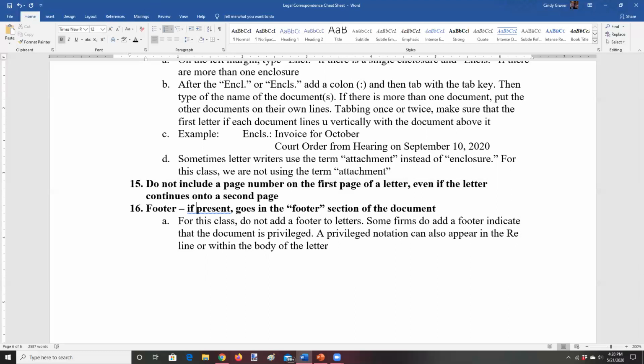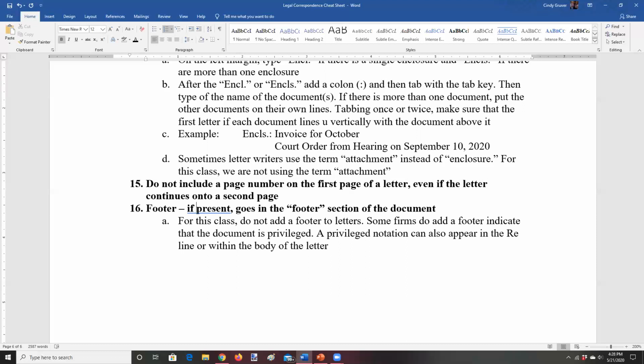There are times when law firms do put footers on letters. A lot of times they do it to talk about the fact that a document may be privileged. Let's say you're sending a letter to a client and there may be some information that you want to be very clear is privileged. Well, putting it in a footer can be a really good place. But again, for this class, we're not going to.